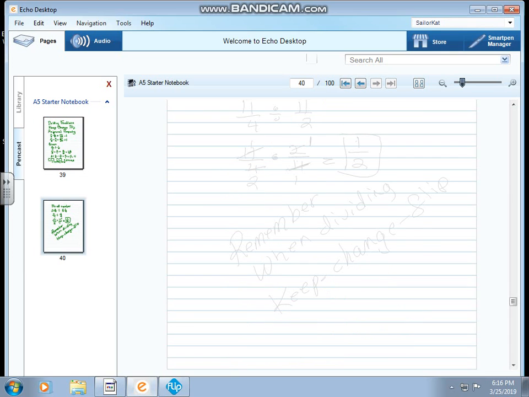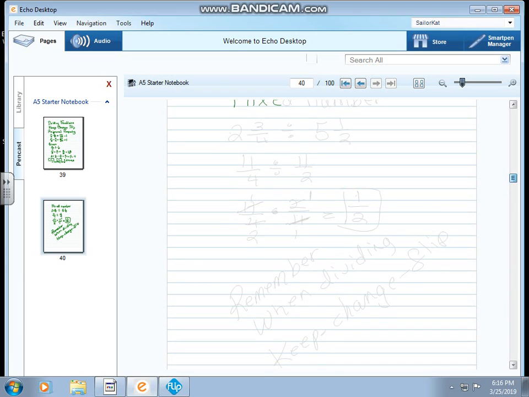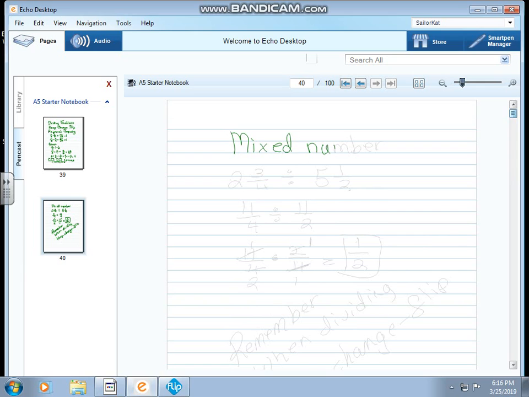Now you may end up with a mixed number instead of just a fraction. So if you take 2 3/4 divided by 5 1/2, you will have to make them improper. So 2 times 4 is 8, plus 3 is 11. So you have 11/4 divided by 5 times 2 is 10, plus 1 is 11, 11/2.